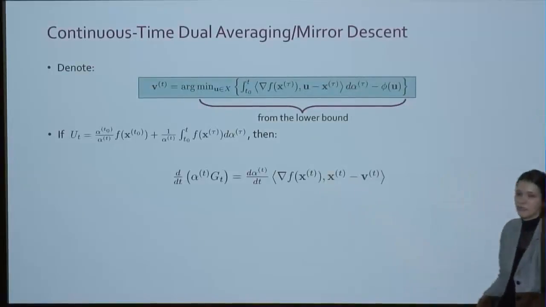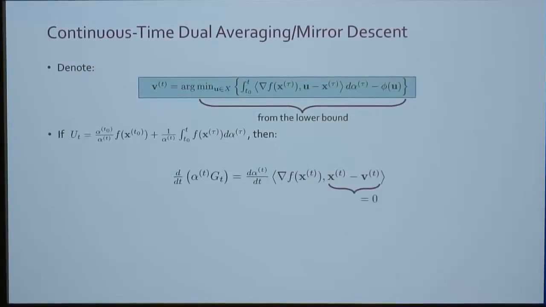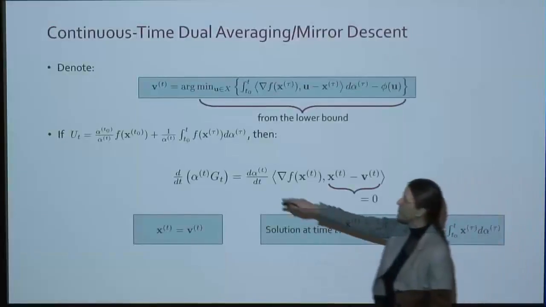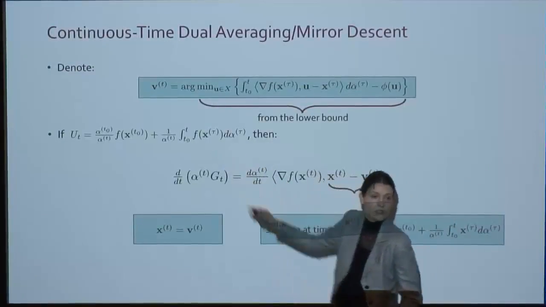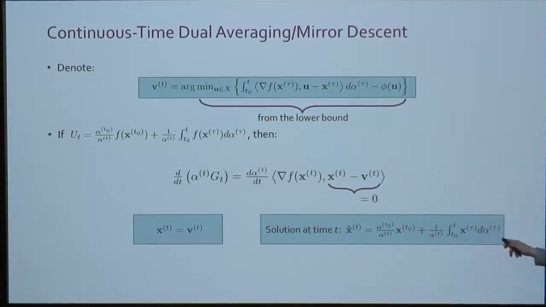There is a straightforward way to make this 0. You have an inner product of the gradient and something. Make something 0. And that's your continuous time dynamics. The actual solution that you would output, because you're taking a convex combination of the function values, will be that same convex combination of the points.